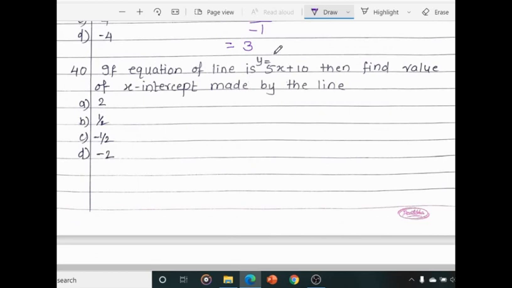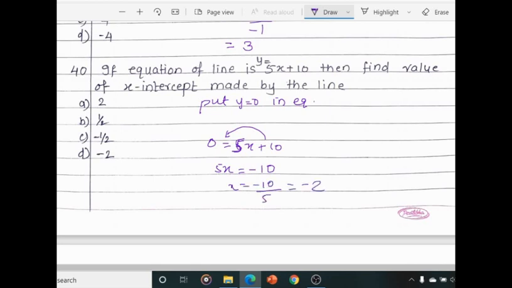If the equation of a line is y is equal to 5x plus 10, then find the value of the x-intercept made by the line. We know to find the x-intercept, put y is equal to 0 in the given equation. So 0 is equal to 5x plus 10. So 5x, take this 10 to this side, it will be minus 10. x is equal to minus 10 by 5. So the answer is minus 2. This is the answer.